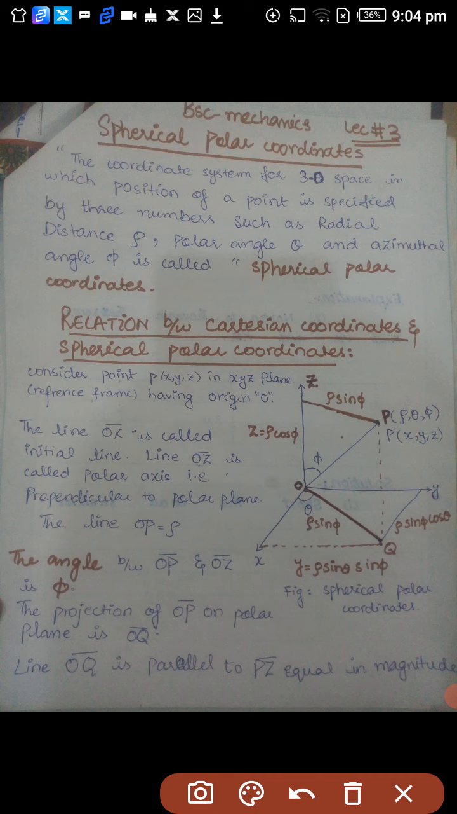Next, line OQ is parallel to PZ. Where is OQ? This is OQ. OQ is parallel to PZ, that is P and Z. This is PZ, rho sine phi. Rho sine phi is showing PZ. OQ is parallel to PZ and equal in magnitude. The magnitude is the same for these.